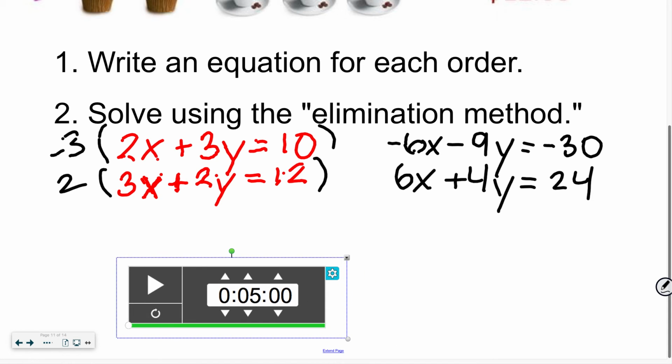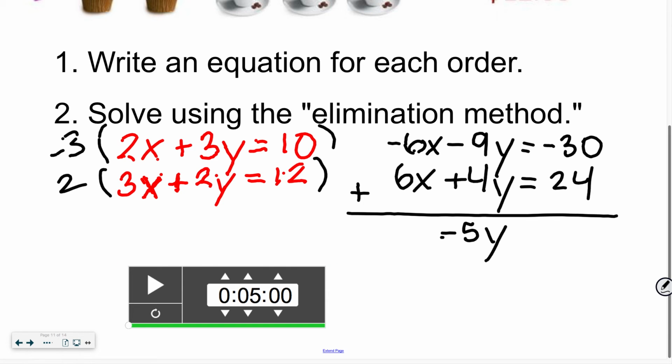Can we add them together and eliminate something? Yes. What can we eliminate now? The x's. The -6x and the 6x make a 0. So our equation becomes what? -9. So -5y equals -6.